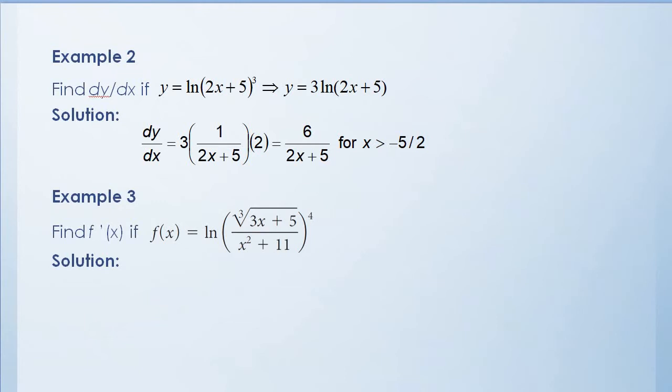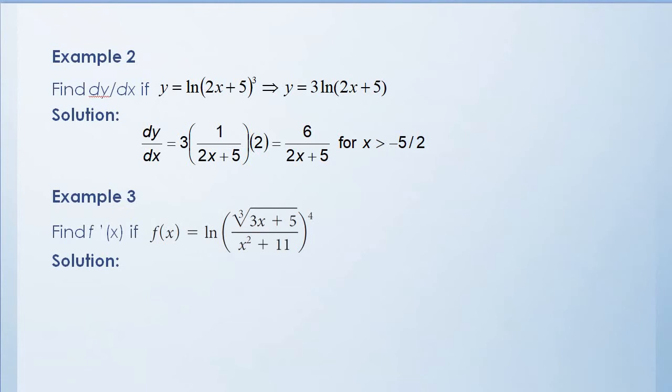Next, find dy/dx if y equals (ln(2x+5))^3. If we want to differentiate this, we can apply the power rule formula. So y prime equals 3, move down, then differentiate ln(2x+5), we get 1 over 2x+5. Then differentiate 2x+5, we get 2. Therefore, 3 multiply 2, we get 6 over 2x+5.